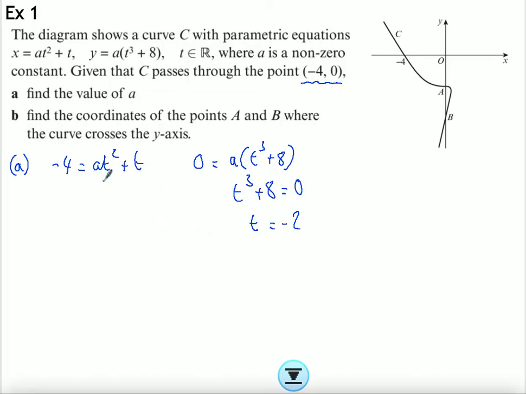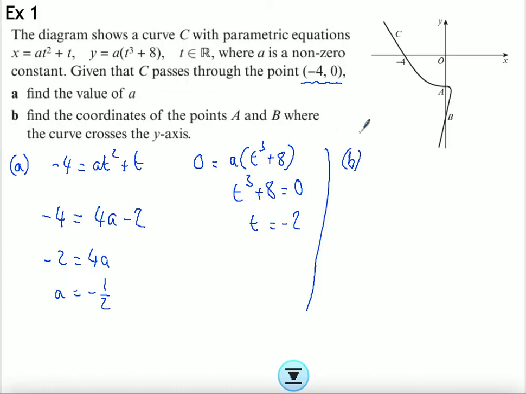So let's now substitute t equals -2 into this equation here. So we're going to get 4a subtract 2, so -2 equals 4a, which means a is equal to -1/2. Lovely stuff. Right, okay, so part B.